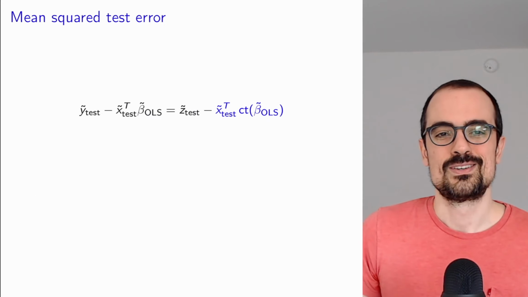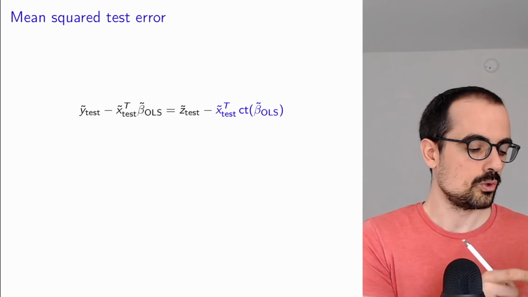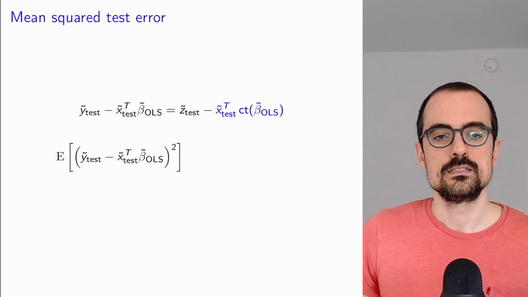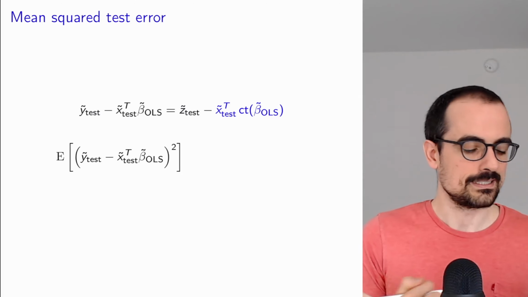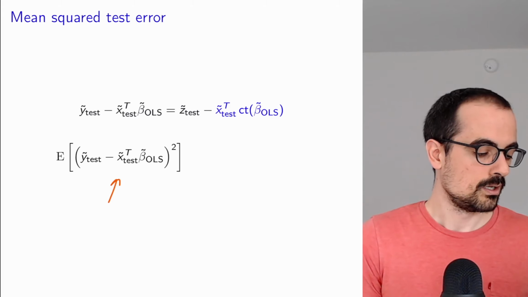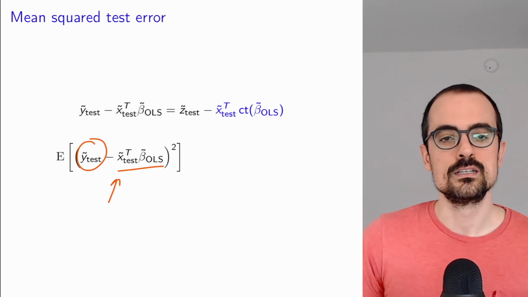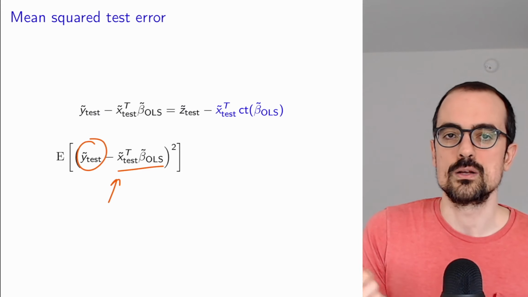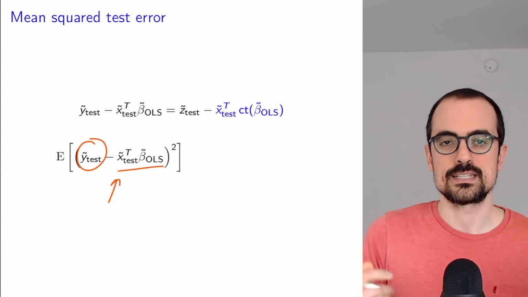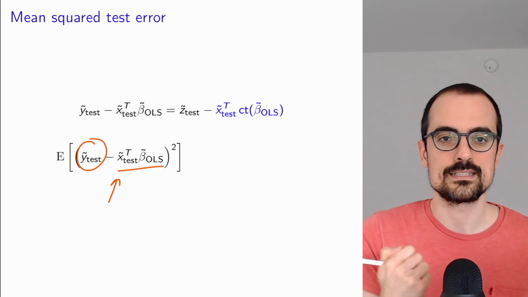In order to prove this mathematically, what we're going to do is look at the mean squared error of the test set, where basically we're taking the test response, subtracting the linear model, taking the square and seeing what that is equal to on average. That gives us the mean squared error on our test data.